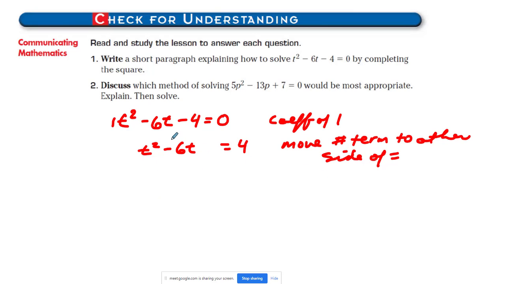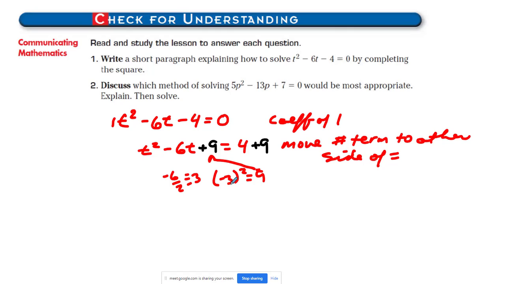Next step, you're going to take this middle number and take half of it. Negative 6 over 2 is a negative 3. You're going to take that negative 3 and square it, and stick that number into that place. So a 9 goes in there. And to keep the balance, I throw a 9 on the other side.